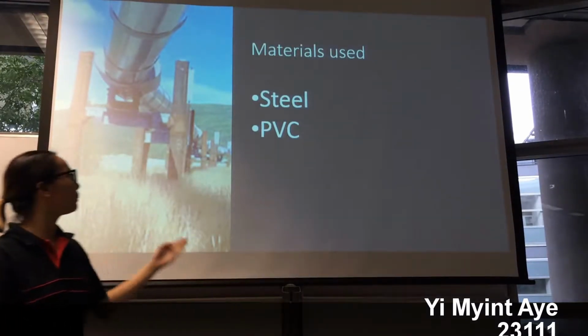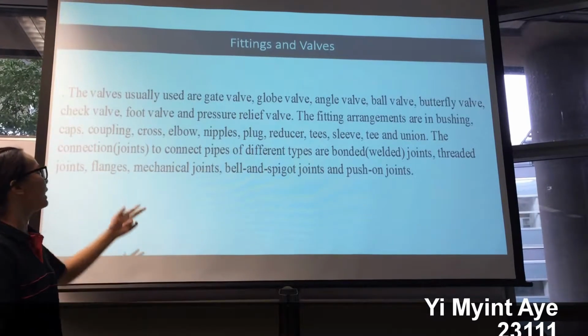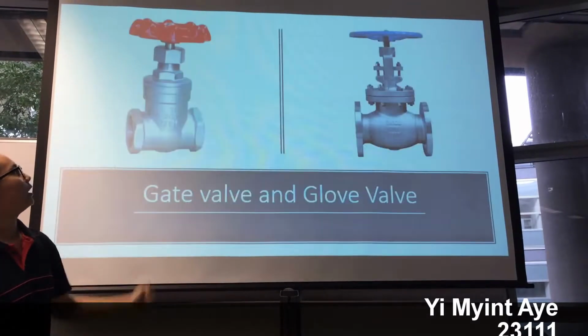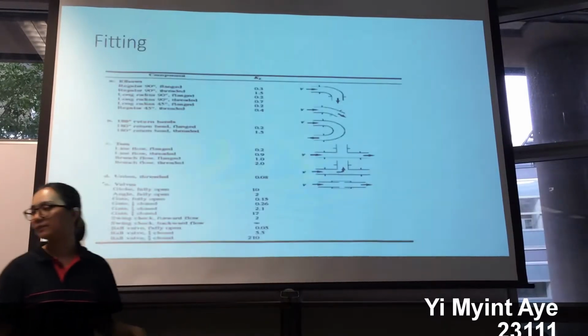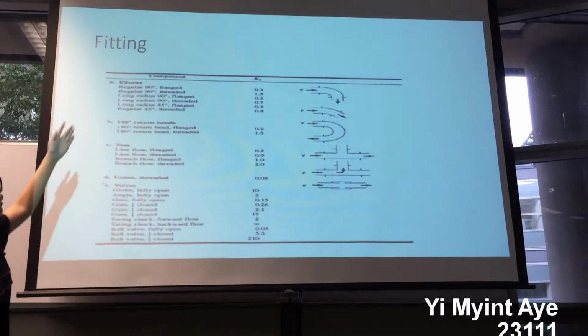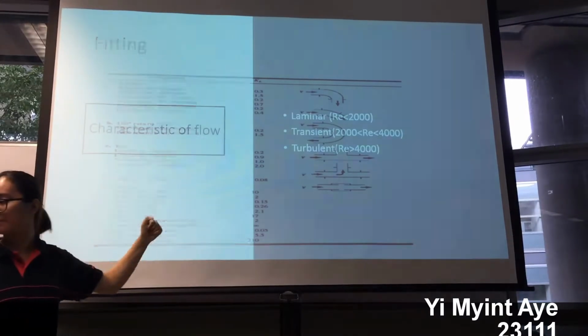The materials used for the pipeline system are steel and PVC. And there are certain fittings and valves used in this system. The most common valves we use are the gate valve and the globe valve. And these are the fitting values that we have to consider for the calculation of head loss.